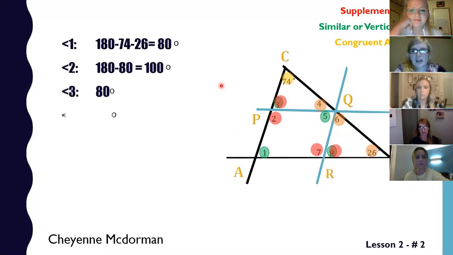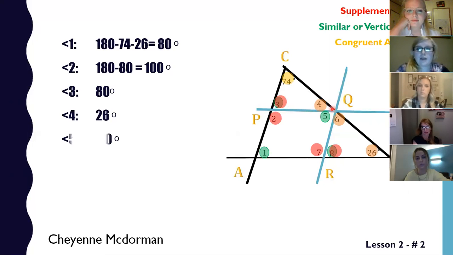So angle 4 is a congruent angle. How we can tell that it is a congruent angle is that if we look at the triangle that angle 4 is centered in, we see that the 26-degree angle is similar to that angle. So angle 4 would be 26 degrees. Angle 5 is a similar angle to angle 1, which means it'll be 80 degrees as well.